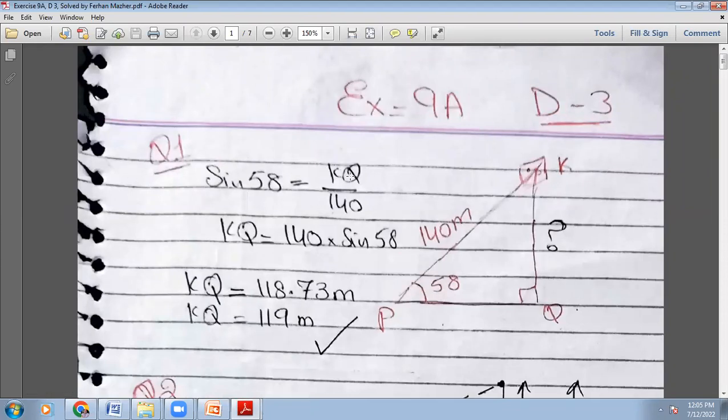So sine 58 will be equal to the height KQ divided by the hypotenuse, which is 140. So take this 140 to the other side, it will multiply with the sine 58. So KQ will be equal to 140 multiply sine 58. In your calculator, write 140 multiply sine 58 and equals to, and the KQ will be 118.73 meter. So if you round it off, it is approximately 119 meters. So this is how you will do the question number 1.